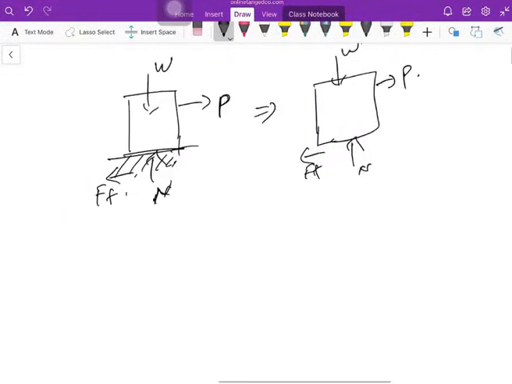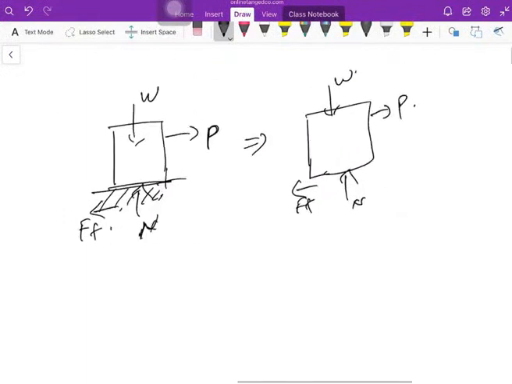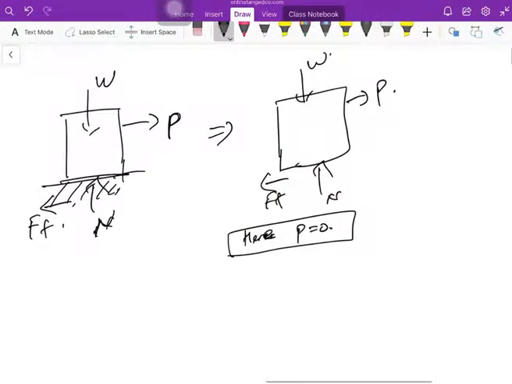You got it, right? So if you resolve the forces, this block is in static equilibrium. Imagine that P is equal to 0. You are not applying any load. If you are not applying any load, this block is in static equilibrium, which means it is not moving anywhere.